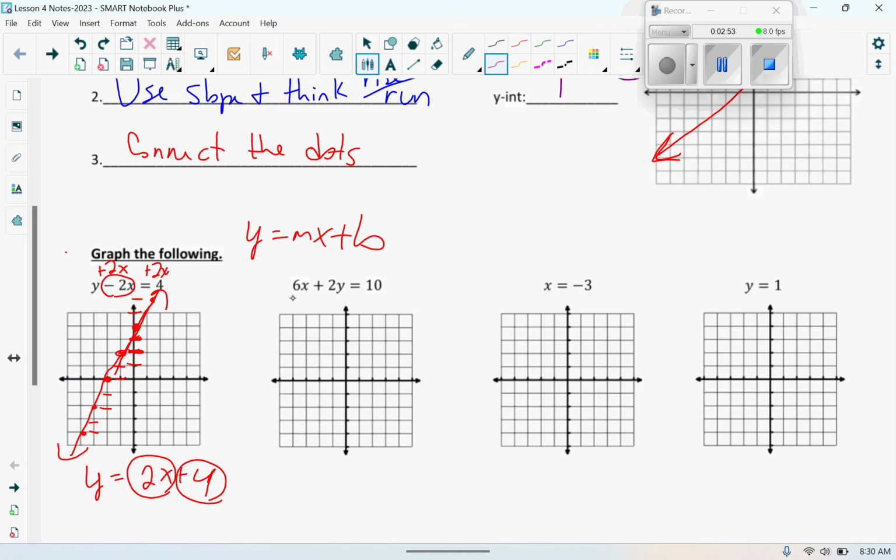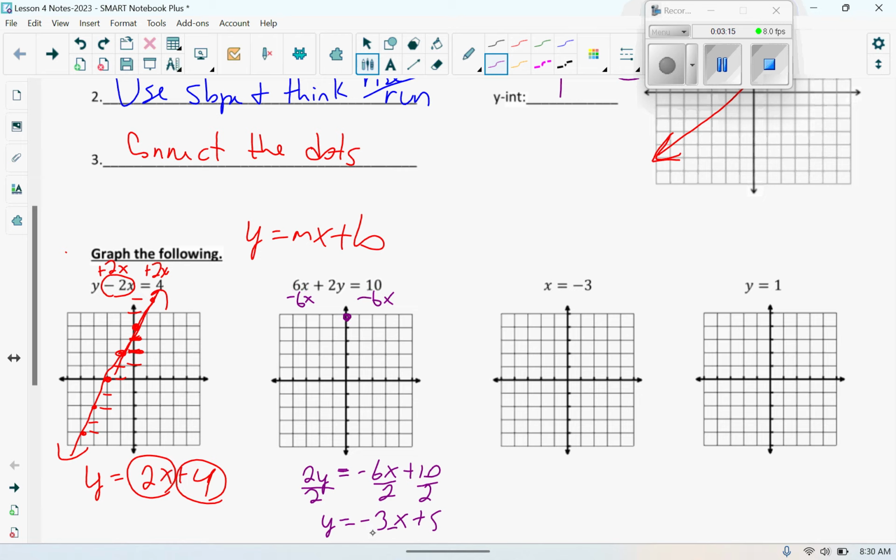So this one, I'm going to have to really do a lot of work. The first thing I'm going to do is subtract the 6x, but I still have a 2 in front of that y, which I don't like. And so I'm going to divide by 2, and I'm going to get y is equal to negative 3x plus 5. So I'm going to start up 1, 2, 3, 4, 5.